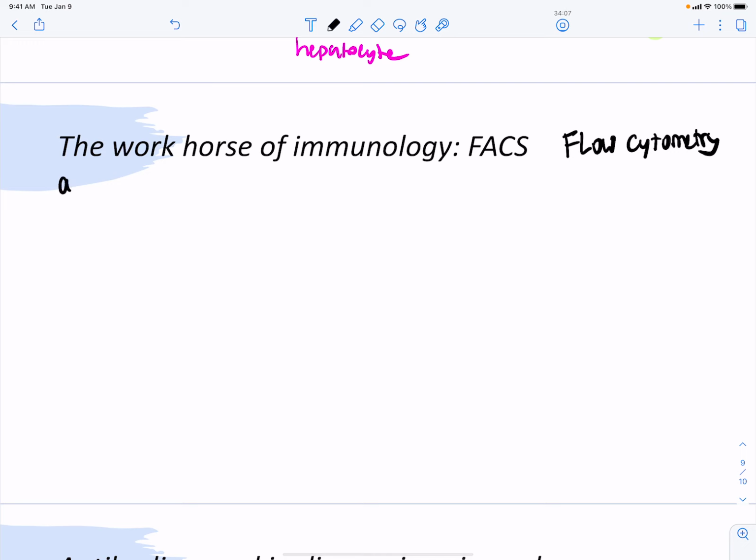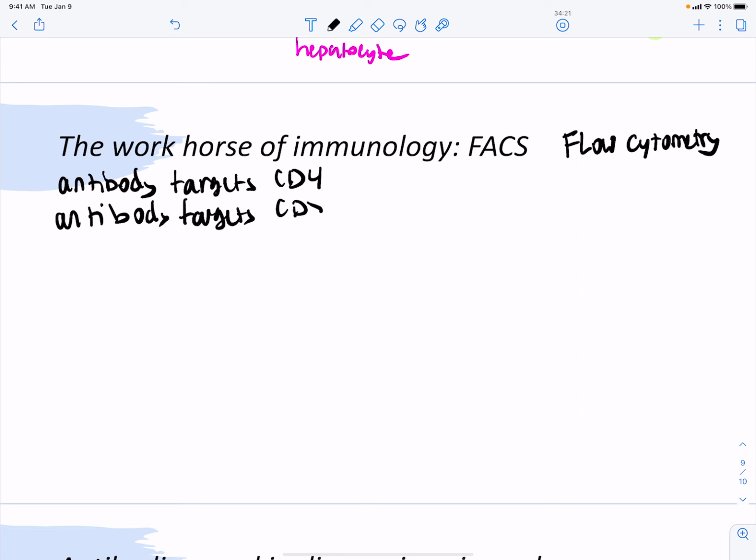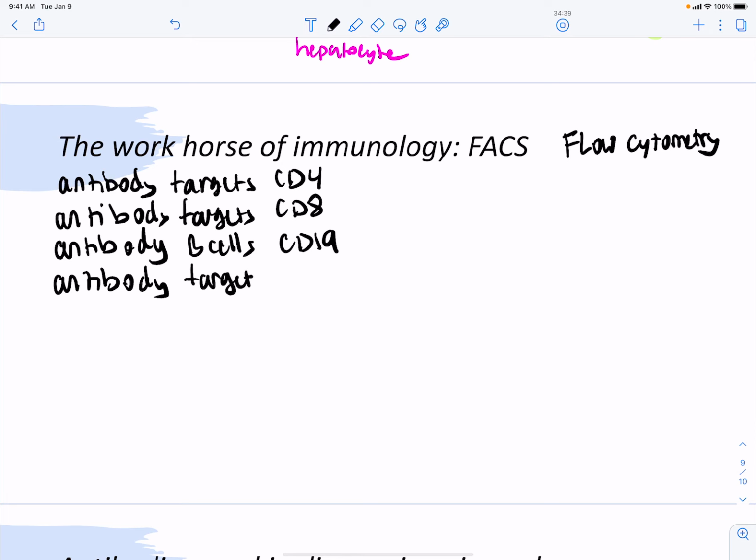So we're going to have an antibody that targets CD4 cells. Okay, and we'll have an antibody that targets CD8 cells. And we'll have an antibody that targets B cells. That's CD19. And we'll have an antibody that targets macrophages, which is called CD11B, for example. We'll just start there. Okay, so all of these are antibodies, nothing different.